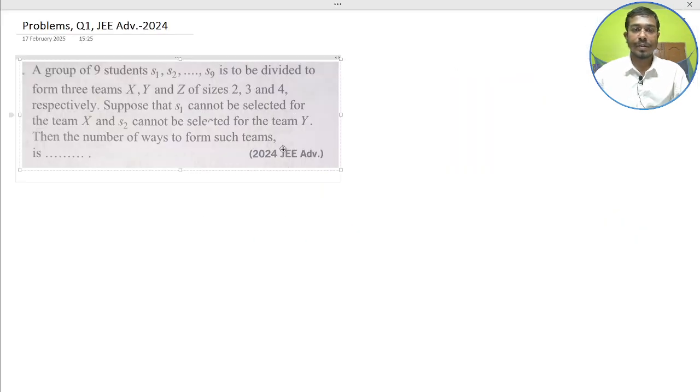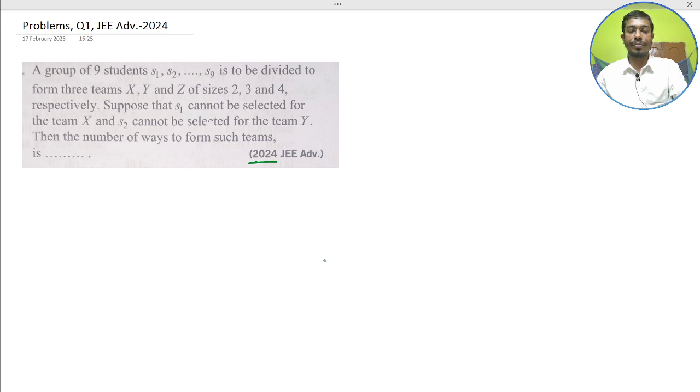So the first one is a recent-type question from JEE Advanced 2024. It says that a group of 9 students S1, S2, ..., S9 is to be divided to form 3 teams X, Y, Z of sizes 2, 3 and 4 respectively. Suppose that S1 cannot be selected for team X and S2 cannot be selected for team Y. Then the number of ways to form such teams is what? This is a JEE Advanced 2024 NAT, numerical answer type question. NAT is very dangerous because you have to solve more precisely. Try yourself and give me feedback with the answer.